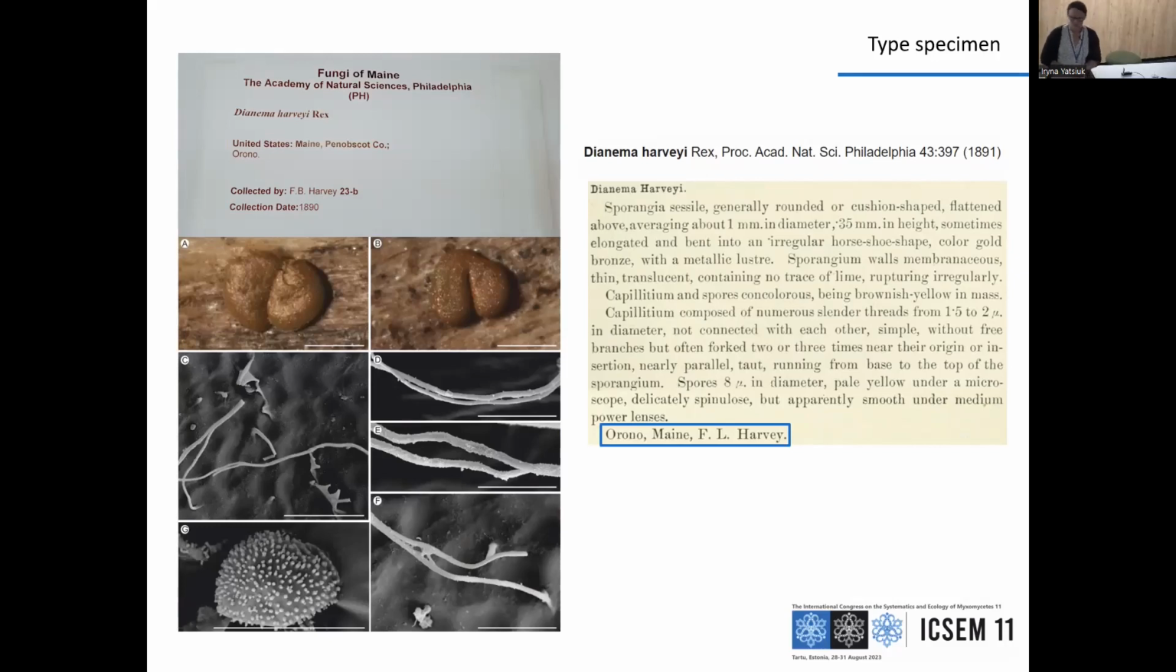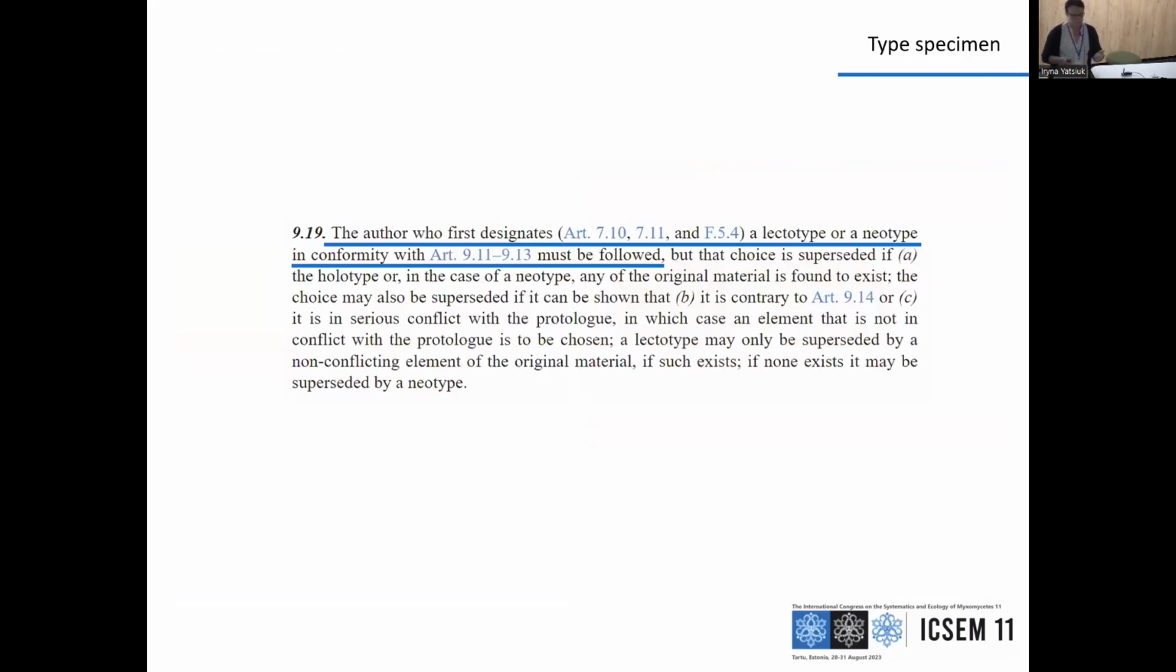So we must be very careful when we study original materials, because you can never be sure that you have all pieces of original material in hand. And also, when you decide to designate a lectotype, you can change the meaning of the species, like in the case of the first collection I showed you, because the author who first designates a lectotype must be followed. And also, if you don't want to designate a lectotype, but you sample for phylogenetic studies from the Rome collection, you can also change the meaning of the species or even genus.